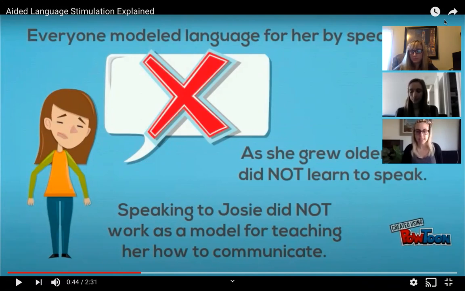There are many different reasons why a child won't learn to speak, but that's just one reason.